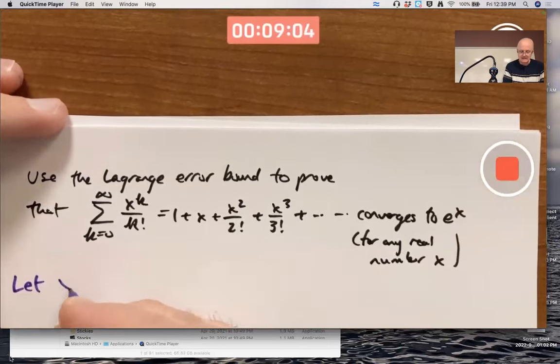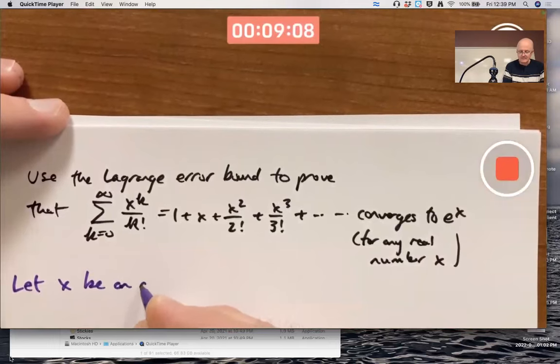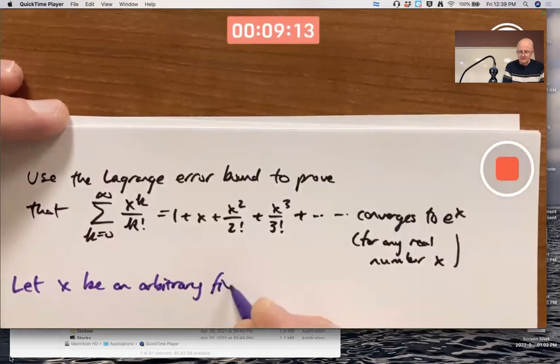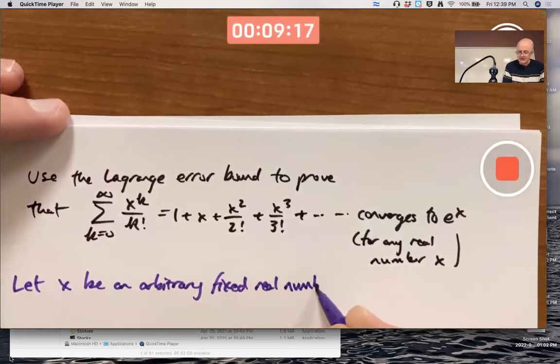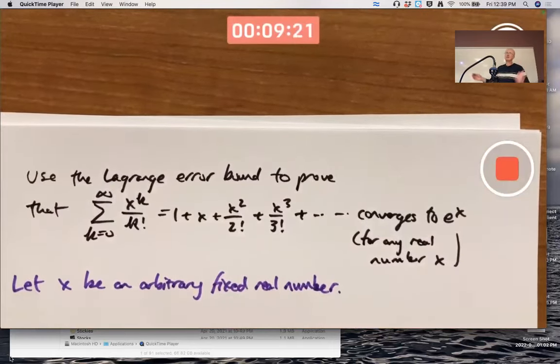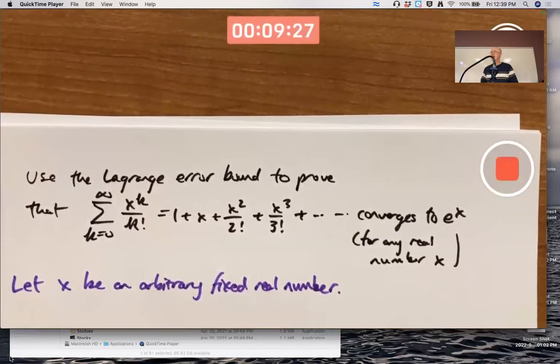Let x be an arbitrary fixed real number. But yeah, I'm not saying what it is. Could be big, could be small, could be positive, could be negative. I don't care. I can still apply the Lagrange error bound theorem to understanding the error.